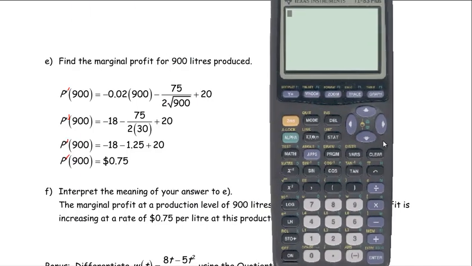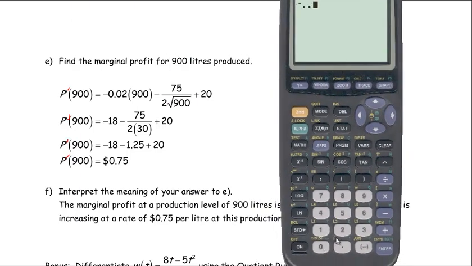And of course, maybe we'll bring the calculator over here. Negative 0.02 times 900. Whoops, I goofed. Oh yes, I missed a 0, didn't I? Insert a 0 right there. There we go. So that's where the negative 18 comes from.